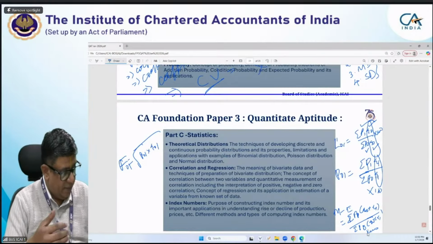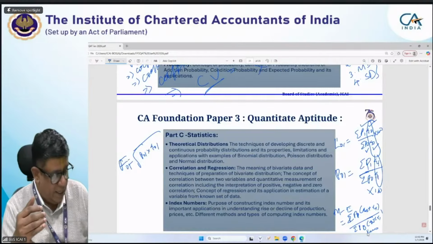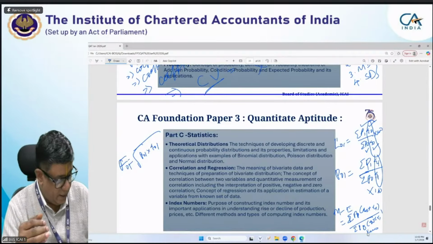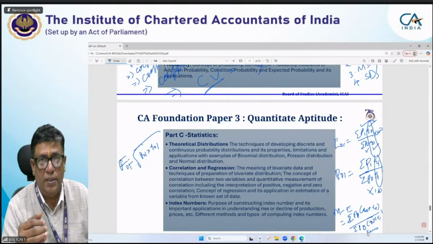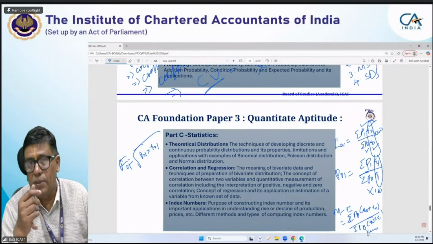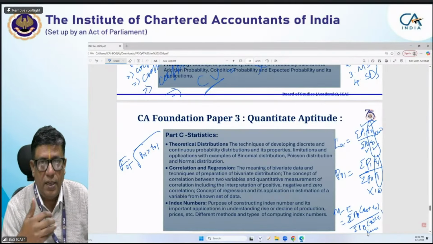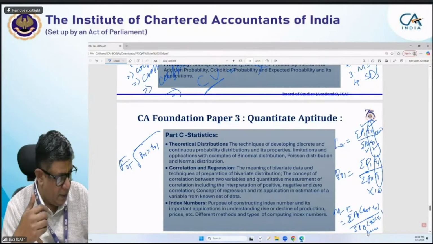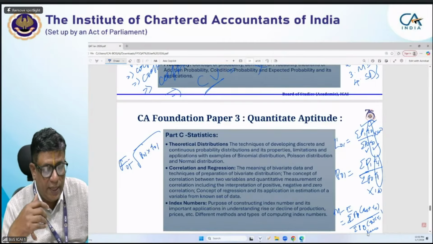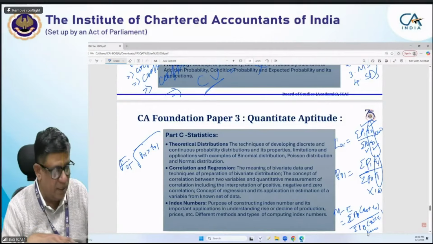Next, other deflated value, current value, what does it mean? Current value and the tests of adequacy, what are there? One is the unit test, one is the time reversal test, factor reversal test, and circular test. Various types of tests of adequacy are there. Then try to understand the differences and what are the index numbers, what is the meaning of the unit test, what is the meaning of the time reversal test. All of it has been given in the study material.